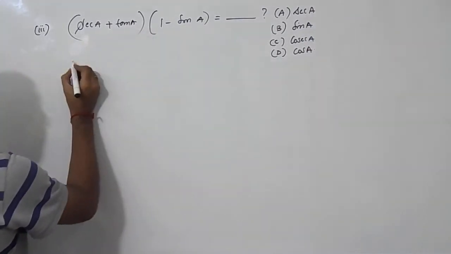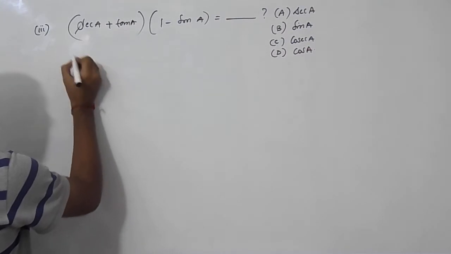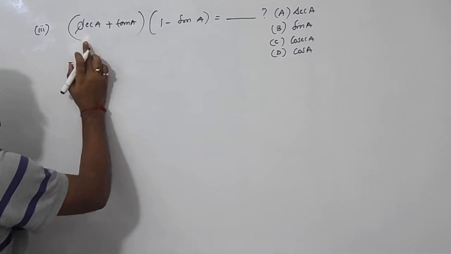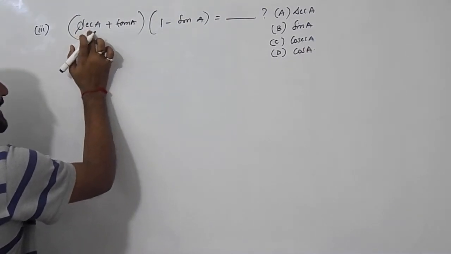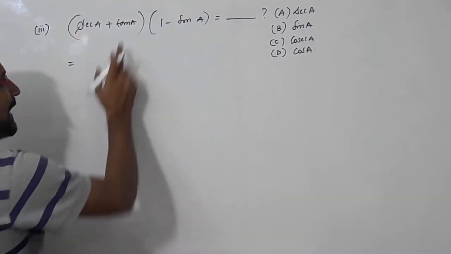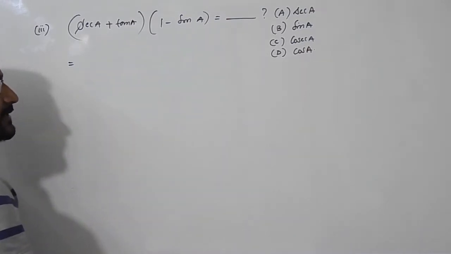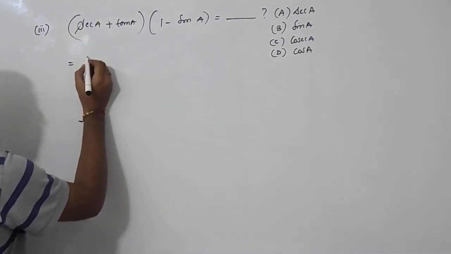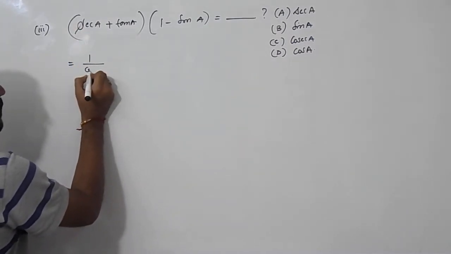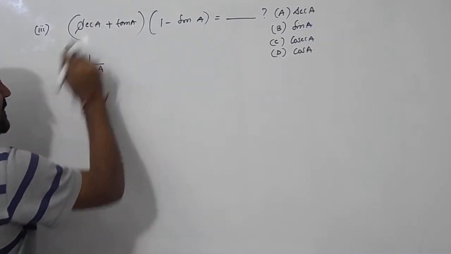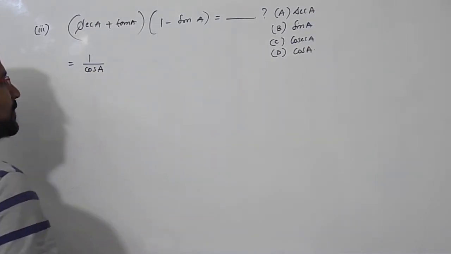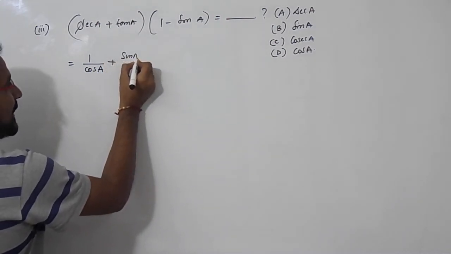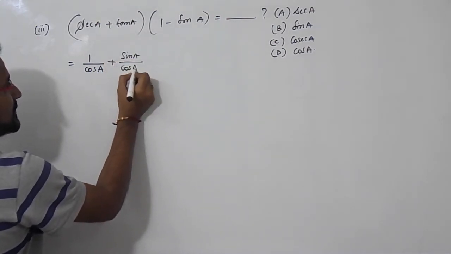So first we will simplify this. So it is secA plus tanA and 1 minus sinA. What we will do here is we will write secA in terms of cosA, tanA in terms of sinA and cosA, and we have already here is 1 minus sinA. So what is secA? I can write 1 upon cosA. We have already studied this identity that secA is 1 upon cosA. What is tanA? tanA is sinA upon cosA.